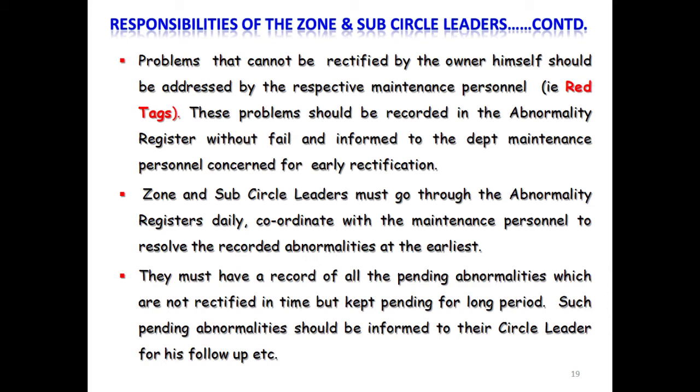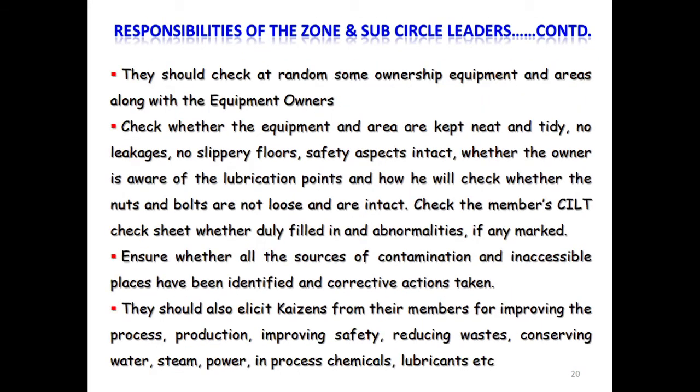They must have a record of all the pending abnormalities which are not rectified in time but kept pending for a long period. Such pending abnormalities should be informed to their circle leaders for follow-up. They should check at random some ownership equipment in areas along with the equipment owners. Check whether equipment and area are kept neat, clean and tidy. No leakages, no slippery floors, safety aspects intact.